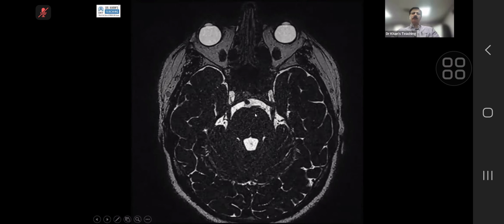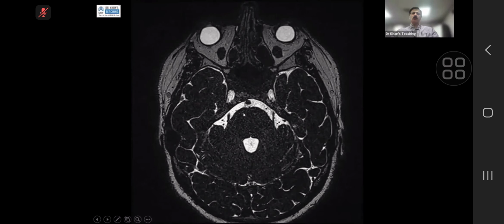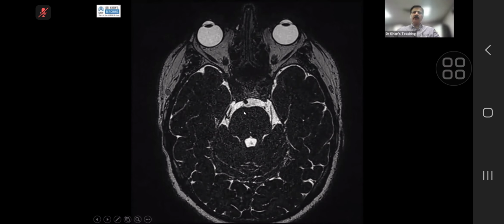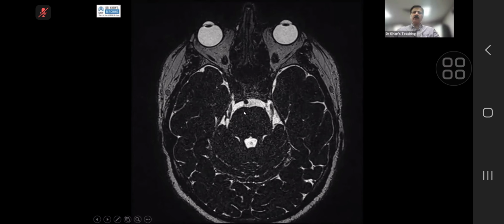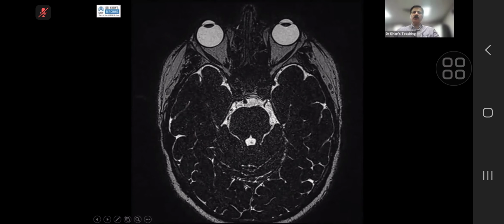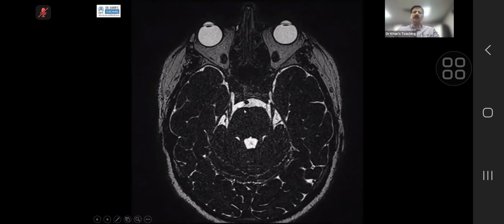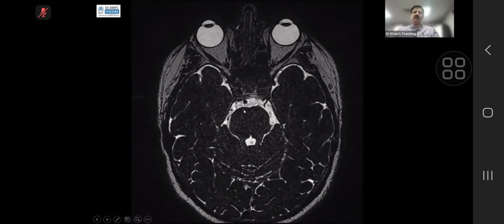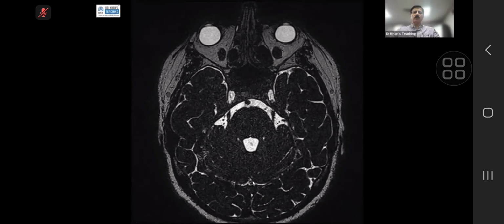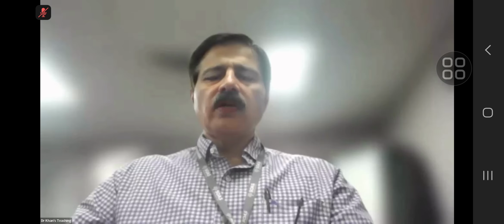Now, sixth nerve has to go anteriorly from the pons. So, if you see here, for example, this thing where I am pointing out, it goes here. So this is the sixth nerve, which is passing into the sphenoid bone there.